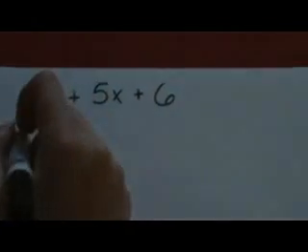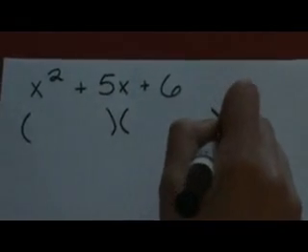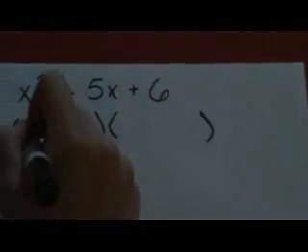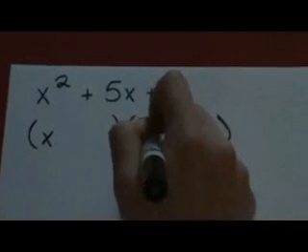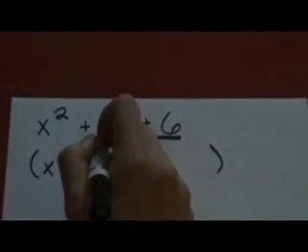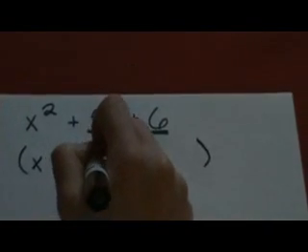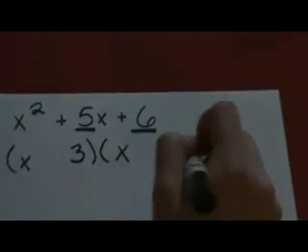So the first thing we're going to do is set up our two sets of parentheses. And now we're going to think, well, what two numbers multiplied together will give us x squared? Well, that's x times x. Now we're going to think, what two numbers multiplied together will give us 6 and added together will give us 5? Well, that's going to be 3 and 2.